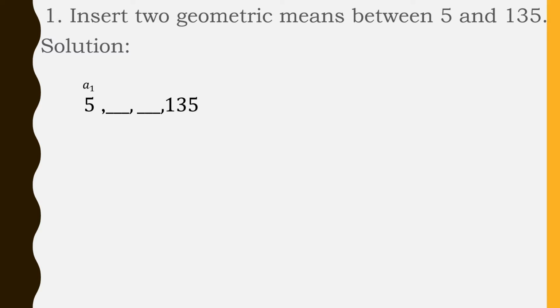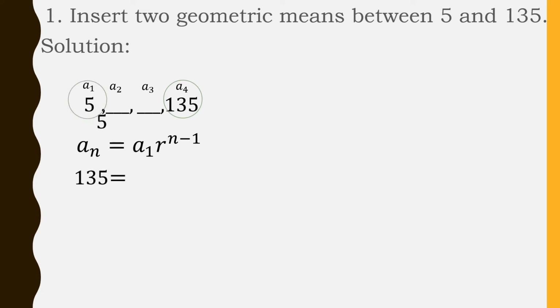Inserting two geometric means makes 5 the first term, a sub 2 and a sub 3 are unknown, and 135 is a sub 4, or the fourth term. We will solve for the common ratio first. To solve for the common ratio r, we will use the formula for the nth term of a geometric sequence and express a sub 4 as a sub n. So we have 135 is equal to our first term, which is 5, times r raised to the power of n, which is 4, minus 1.